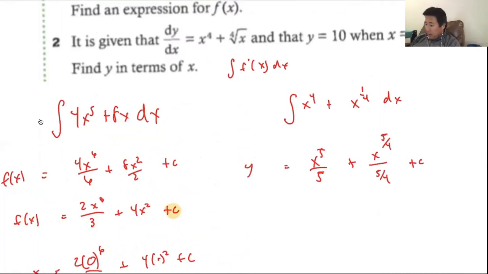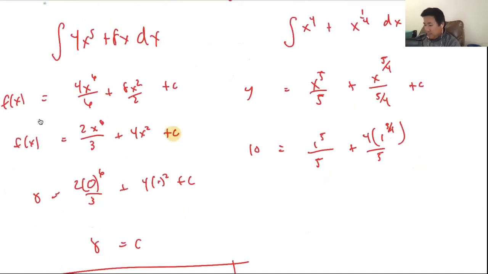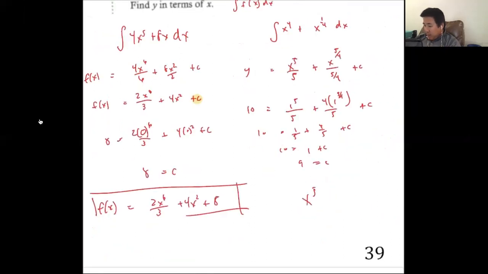So I'm going to plug in 1, that's equal to 10. 1 to the 5th power over 5 plus 1 to the 5/4 times 4 over 5 plus c equals 10. So that's 1/5 plus 4/5 plus c equals 10. This is 1 plus c equals 10. C equals 9. So the equation is x to the 5th over 5 plus x to the 5/4 times 4 over 5 plus 9 equals y.